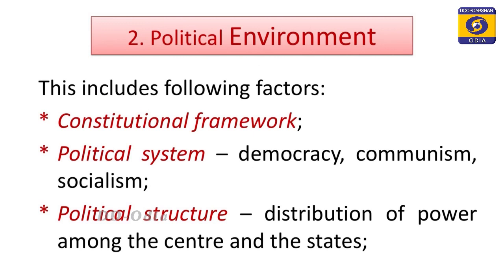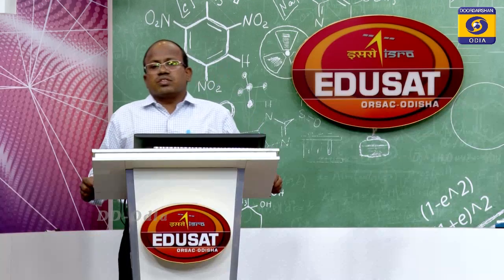Number 2, that is political environment. This is the second most important element of macro environment. First one was economic environment, now second one is political environment. This includes the following factors: constitutional framework, political system of the country, like whether the country is a democracy, or communism or socialism. These are all political systems of a country. Then political structure, that means distribution of power among center and the states. As per our constitution there are 3 different lists: central list, state list, concurrent list. How the power has been distributed among center and states, that is called political structure.